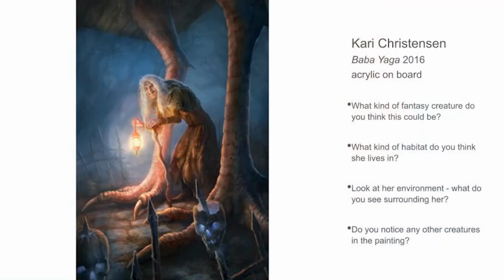Last, let's talk about this other painting by Kari Christensen. This shows a different kind of fantasy creature, one that might not look so much like a made-up creature at first. What kind of fantasy creature do you think this could be? What kind of habitat do you think she lives in? Look at her environment. What do you see surrounding her? Do you notice any other creatures in the painting?